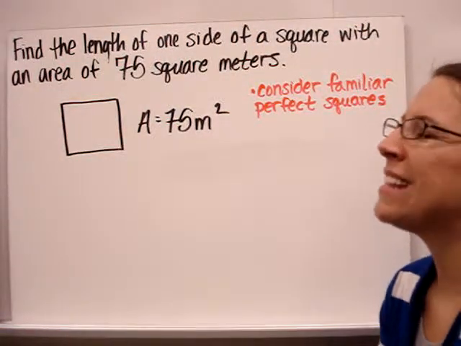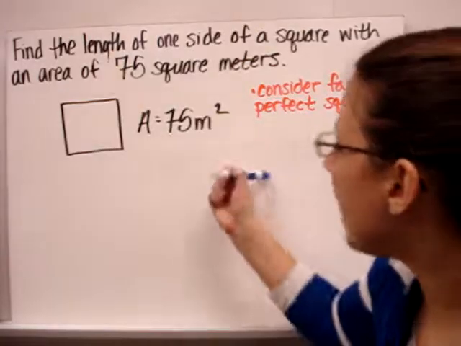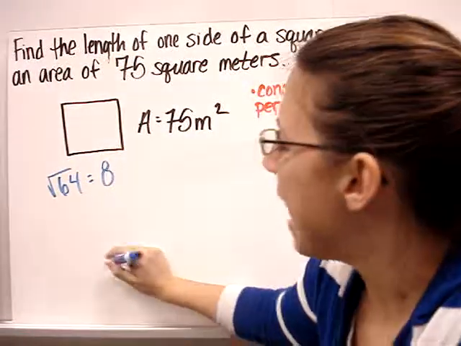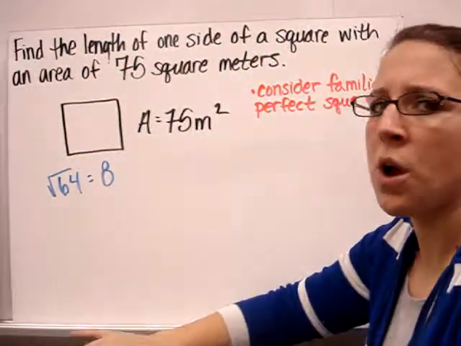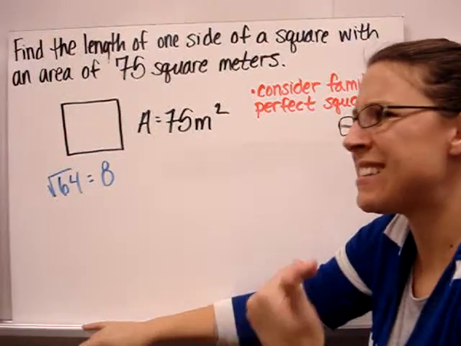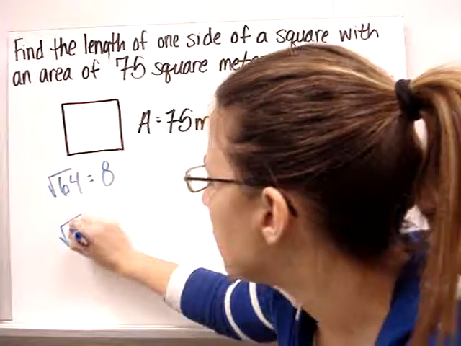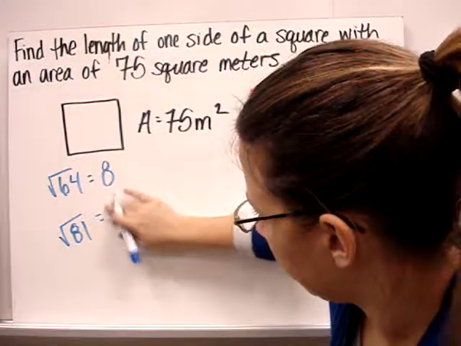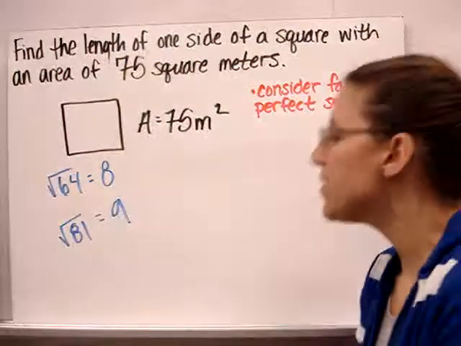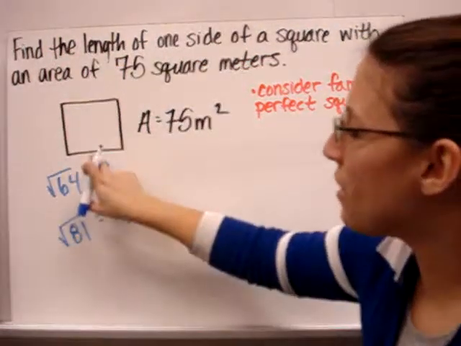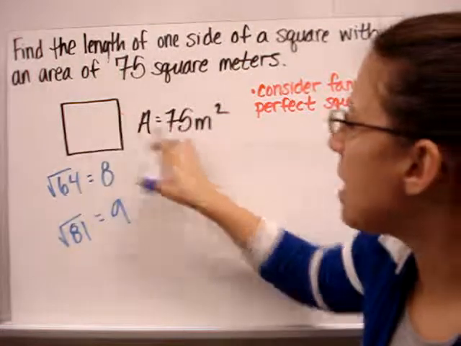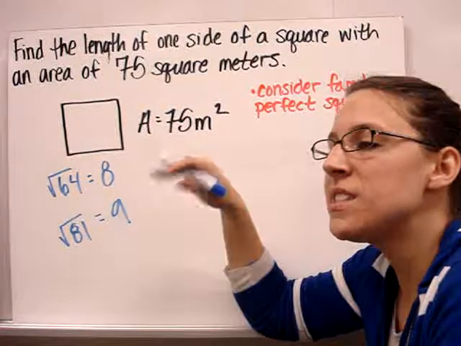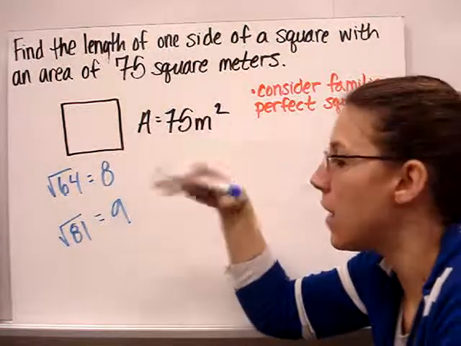Let me think. 8 times 8 is 64. So I know, and I would just do this on my work, the square root of 64 is 8. And I also know that the next perfect square up from that would be 9 times 9, which would be 81. So that means that the length of this square, if the area is 75 meters, must be between 8 and 9. This is where you have to start trying to make sense of it.